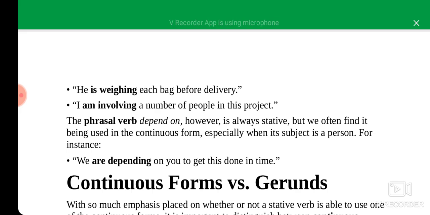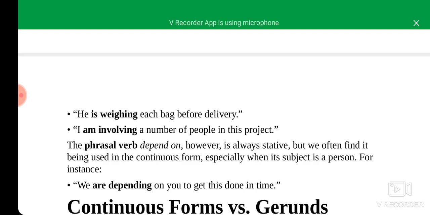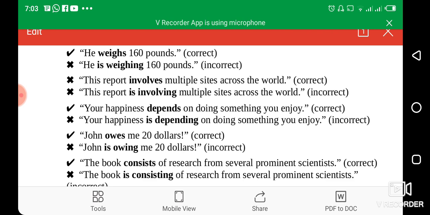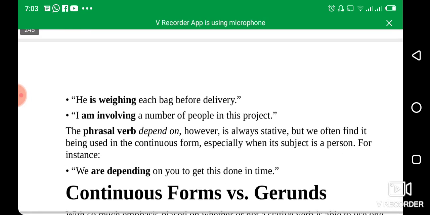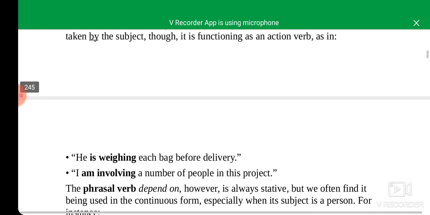The phrasal verb depend on, however, is always stative. You cannot make its ing form. But in case the subjects are people, we are depending on you to get this done. Now we shows people, we refer to people. So when the subject refers to people, then you can make its ing form. If we go to the previous one, here you can see, your happiness depends on doing something you enjoy. Here your happiness is the subject, and in the next sentence that we studied, it is we are depending. There it was your happiness, here it is we are. So we are is people, and there it was your happiness, an abstract noun. So in this case you can use its ing form.